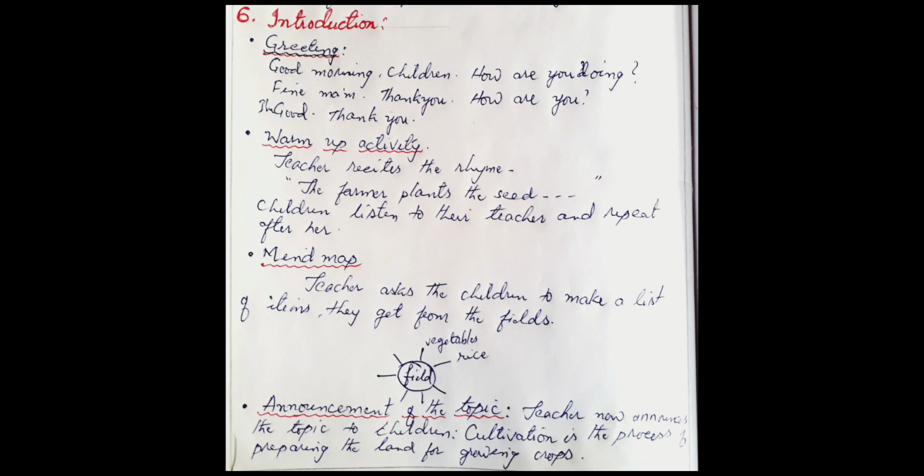Mind map. Here the teacher asks the children to make a list of items they get from the fields. The teacher writes the word field on the board and asks the pupils to write all the items related to field. From this mind map, the teacher goes to the next step, that is announcement of the topic. Teacher announces the topic as cultivation of paddy. She also explains the meaning of cultivation as a process of preparing the land for growing crops.